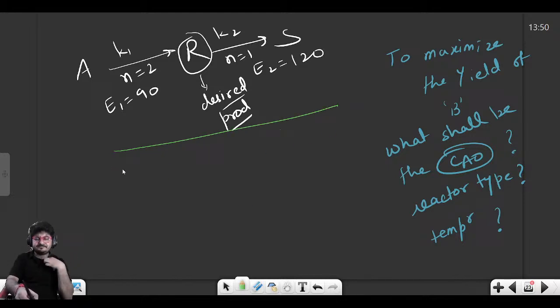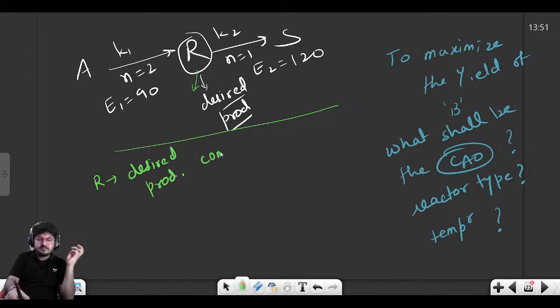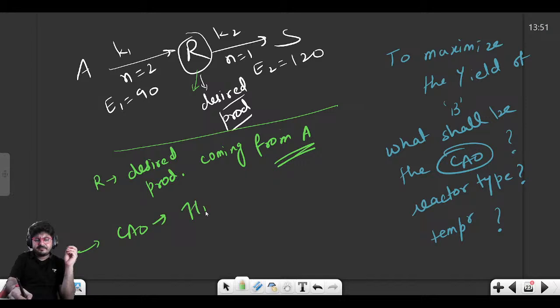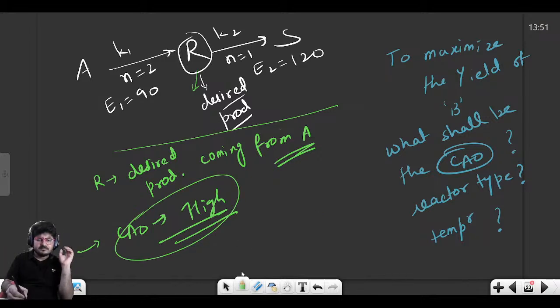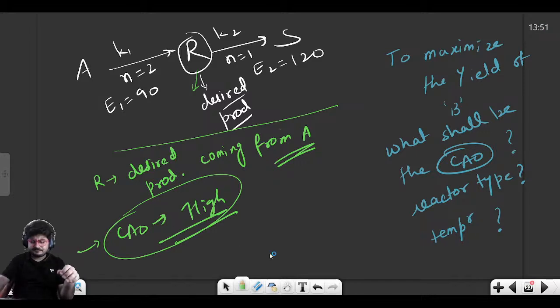Let me give you the answer. Here, what shall be the value of CA naught? It is obvious R is the desired product and it is produced from A. So it is obvious that CA naught shall be high, because if CA naught is high, then obviously the formation of the desired product will be high. If you send more A, more R will be formed; if you send less A, less R will be formed. Simple. I hope it is clear now.